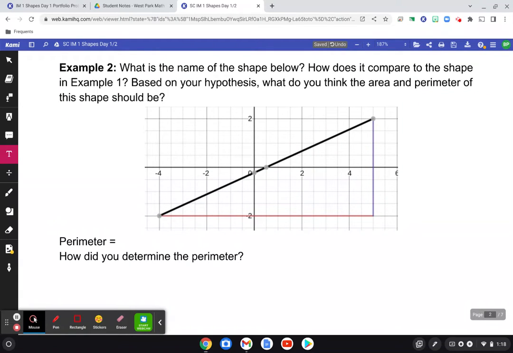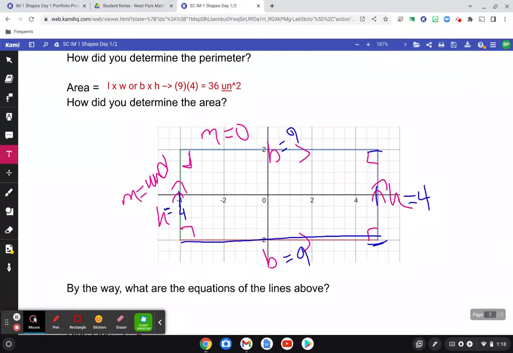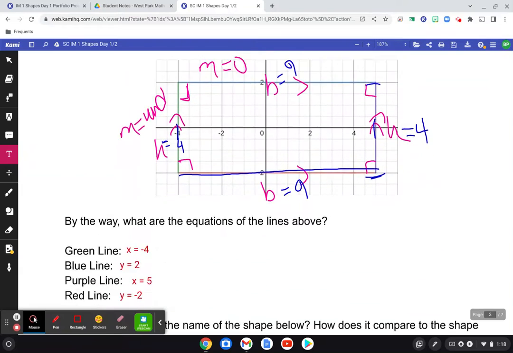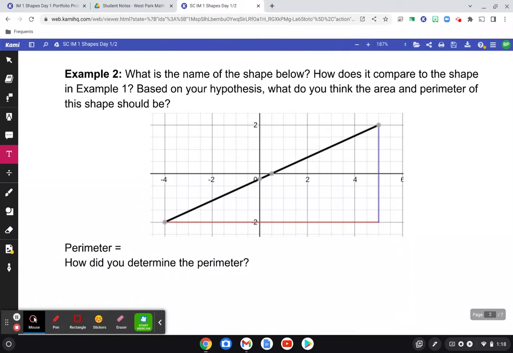Example 2 here, we define this as a triangle because it has 3 sides. Triangles have 3 sides. Now, same thing as above. If you notice, hopefully, all I did here was I split the rectangle in half. So by the same logic, slope of undefined, slope of 0, that makes that a perpendicular. That is 90 degrees. Therefore, it is a right triangle. This is still 9. This is 4.